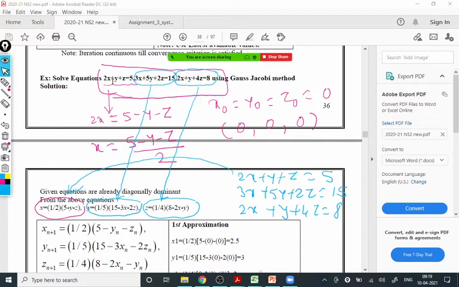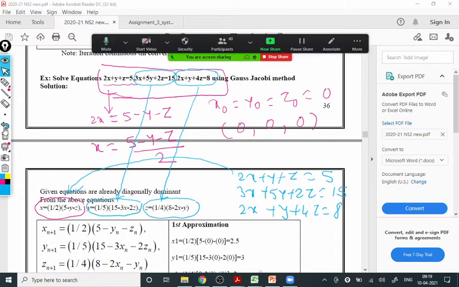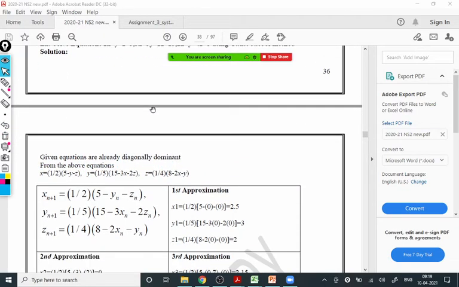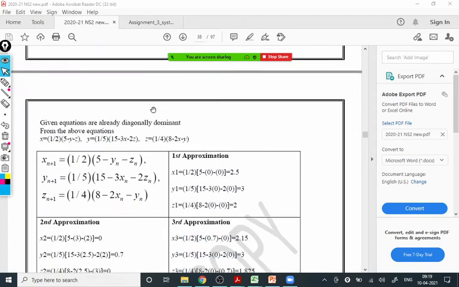What is the question? The question is to solve this system of equations. That means we have to find x, y, z. So we are going to approximate that x, y, z by 0, and that is the initial approximation. Whenever it is not given, we should take it as 0 only. And that is what I'm going to show here. Now let me come to the solution mainly.